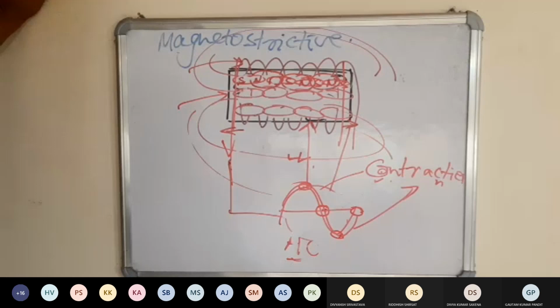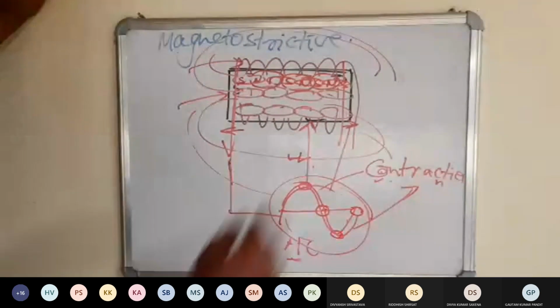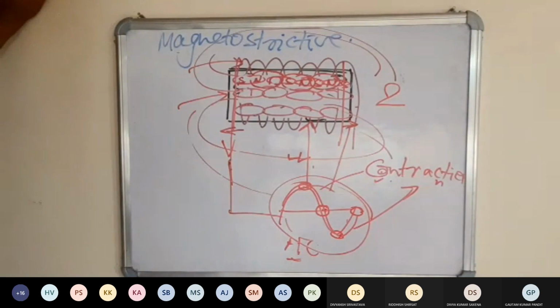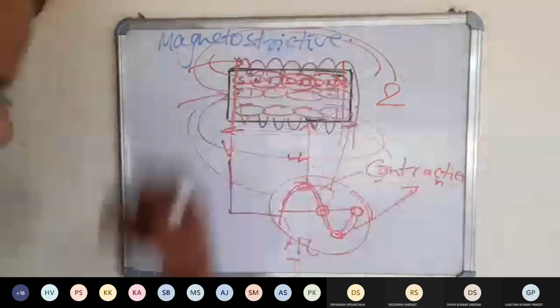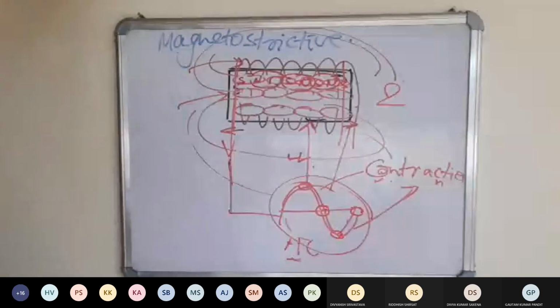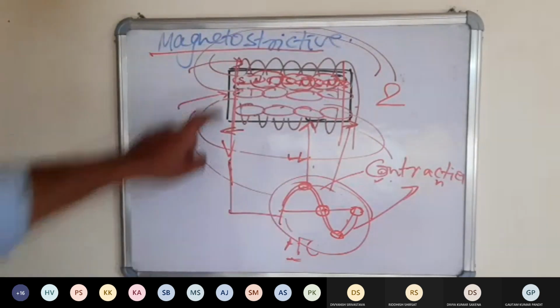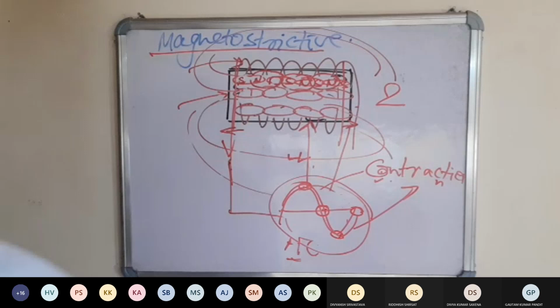That means in one cycle of signal there are two vibrations. Now this is the principle which is used for making a transducer, and that we are calling as magnetostriction. This process or phenomenon is called magnetostriction.